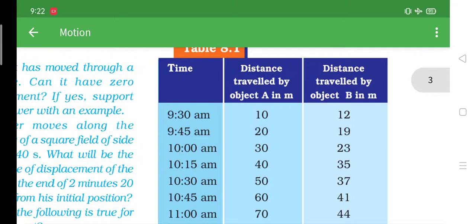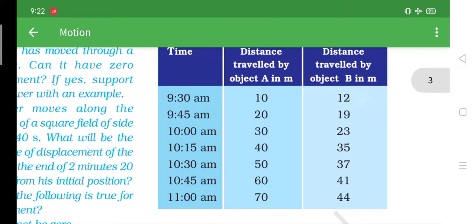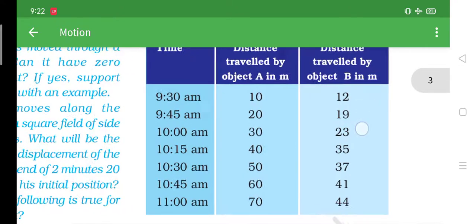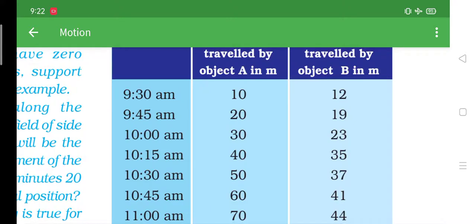The same way, object B, you can see it travels differently at different intervals of time. First it has 12 to 19, then 19 to 23, so there is a difference. Yes, so object B is in non-uniform motion. For any object to travel in uniform motion is kind of hard for everyone, so most often the object travels in non-uniform motion.